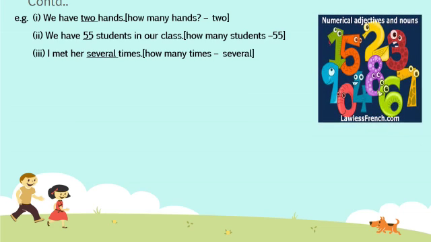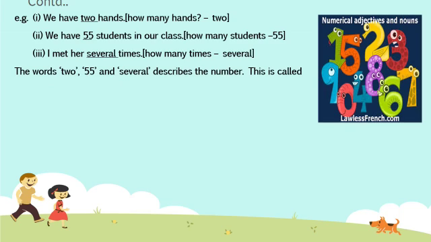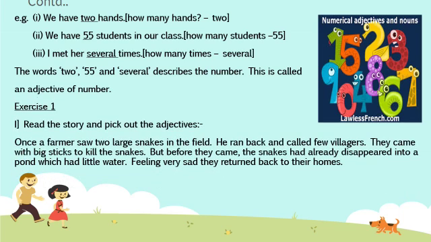Numerical adjectives and nouns. Something that states number and something that states how frequently the thing is done. The words 2, 55 and several describe the number. This is called an adjective of number. Now for example, let's see which are the words in the following story. So far you have done 3 types of adjectives. We have to study only 3 right now. When we go to the higher classes, we can learn more. Read the story and pick out the adjectives given there.